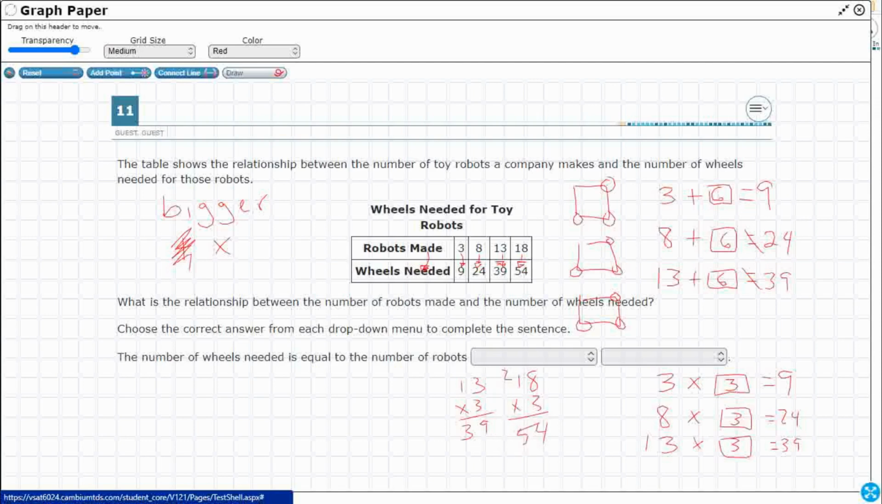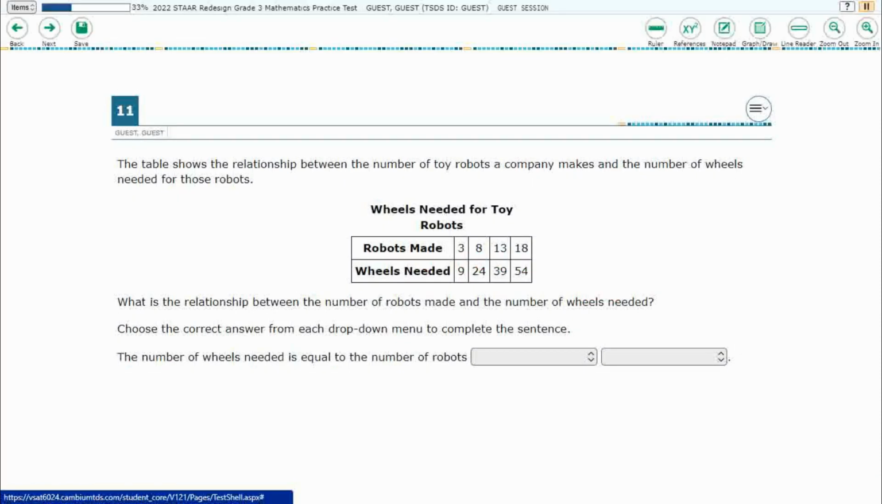Now, how do we answer the problem? Well, the number of wheels needed is equal to the number of robots times, and you notice your options here, 3, 5, 6, 15. You have to pick times 3. It's a 2-point problem. If you only get one of them right, you only get 1 point, but that is our answer.